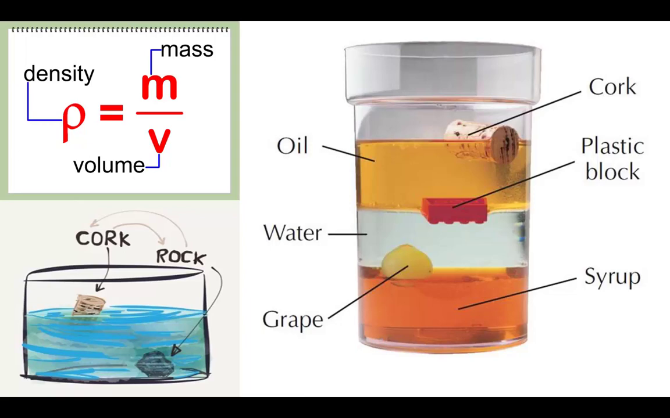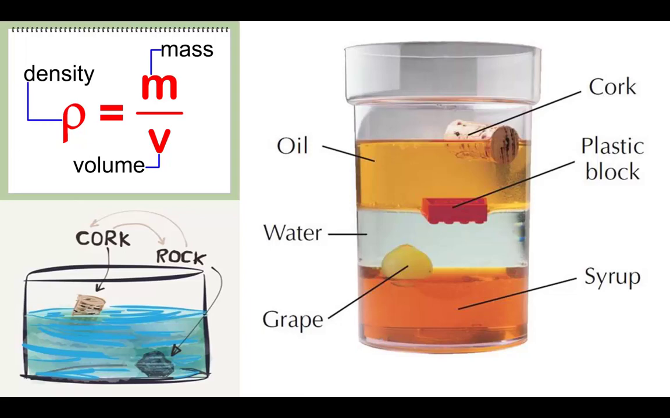If we throw a cork into this glass, the cork will float on top because it's got the lowest density of all of these substances. If we throw a Lego block into this, the Lego block will sink through the oil but will float on the water. And that's because the Lego block is more dense than the oil, so it sinks through the oil, but it's less dense than the water, so it floats on top of the water.